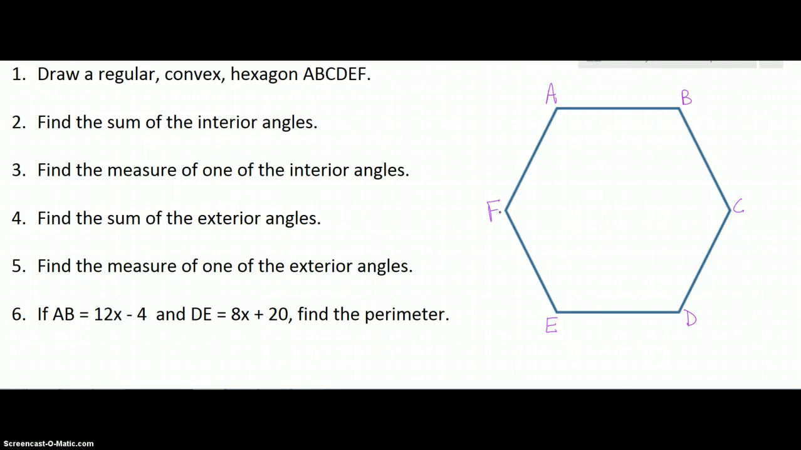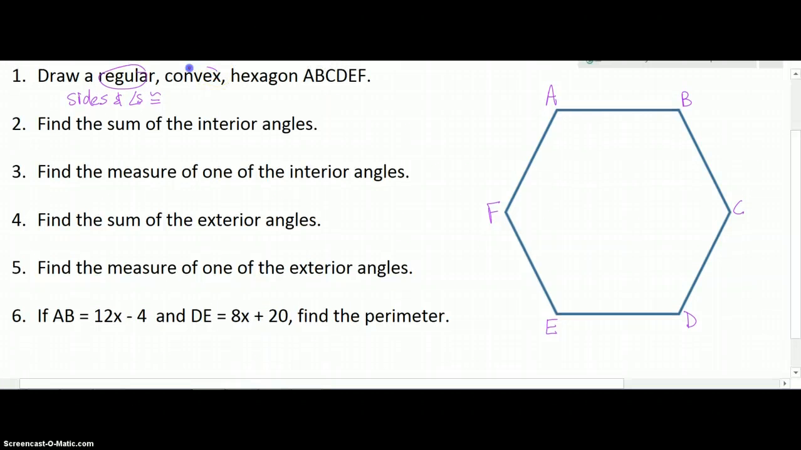Okay, so again, what does regular mean? Because this is on your quiz. What is regular? Sides and angles congruent, right? What does convex mean? They point out, right? And a hexagon has how many sides? 6. Okay. Find the sum of the interior angles.